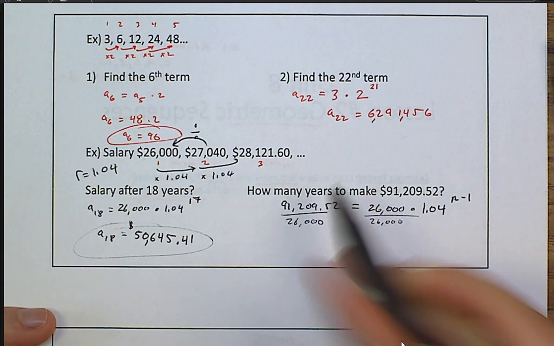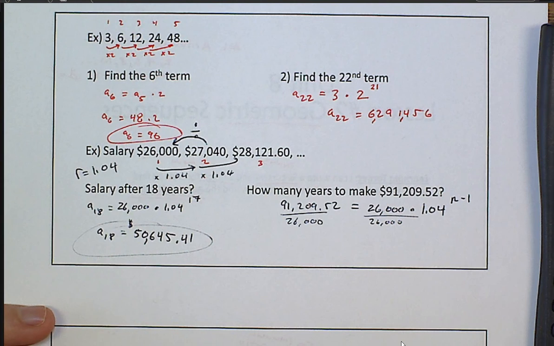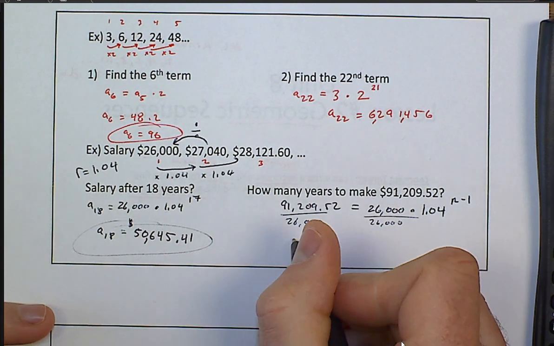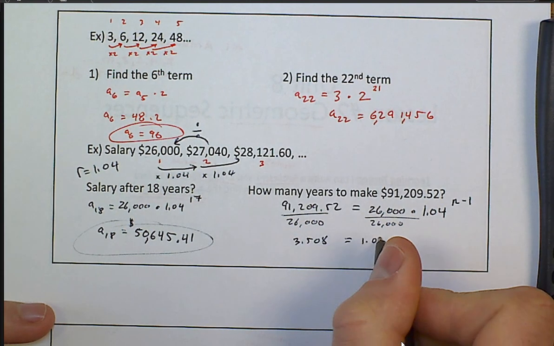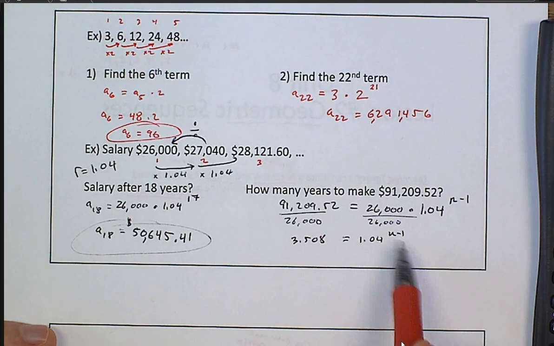So I'm going to take my 91209.52 and divide by 26,000. So I basically get 3.508 equals 1.04 to the n minus 1. Now how do we solve that for n? We're solving for an exponent. What do we got to use? We've got to use logs.